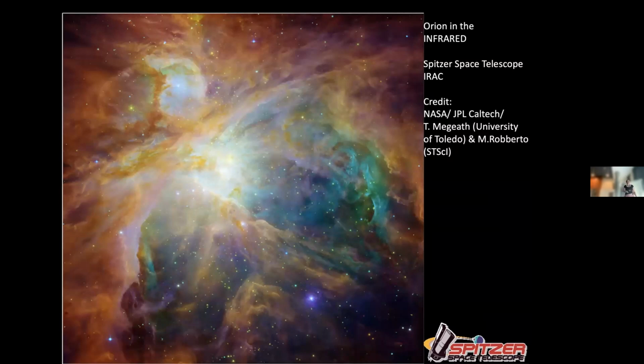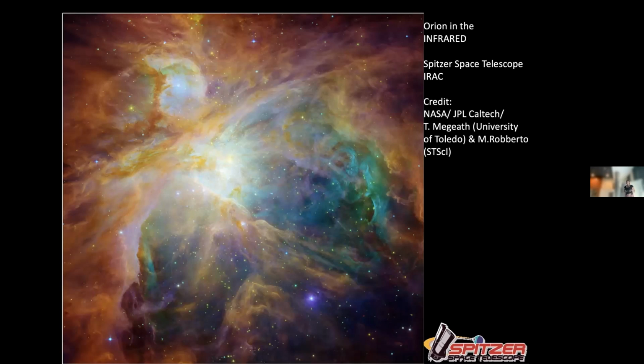But then also with ALMA, you can go to much longer wavelengths, which is then necessary to study what's going on inside these filaments and dense cores in detail. So basically the idea is the longer wavelengths you go, the deeper into some object you can see.